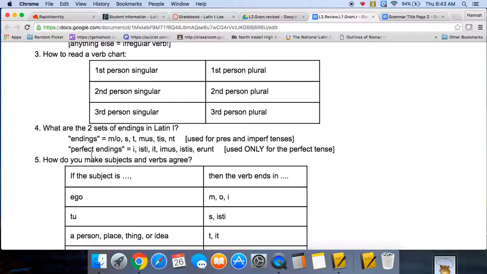The second set of endings that you're going to encounter in Latin are the perfect endings. They're only used to make the perfect tense. And the endings are not "most, must, isn't," but some of them look similar. Here you have I, isti, it, imus, istis, and erunt. They're going to fit in the chart. You should already know how to do that.